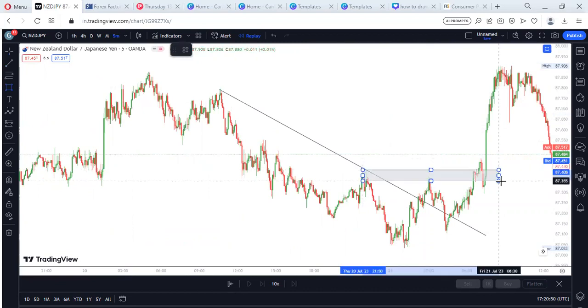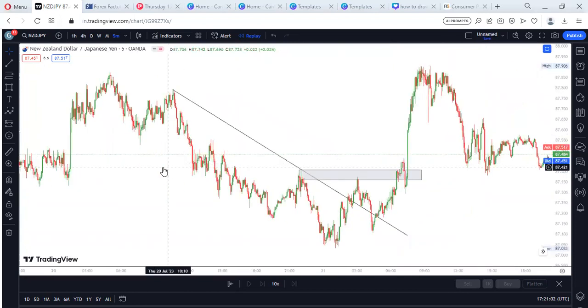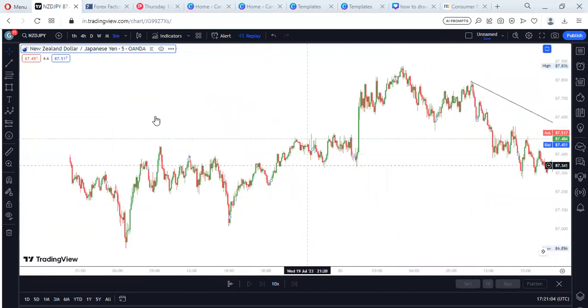So as you can see, as long as this high has not been taken out, this is still a valid sell. And as you can see, it pulled down forward, breaking this zone. So that is it. This is on the 5 minutes.